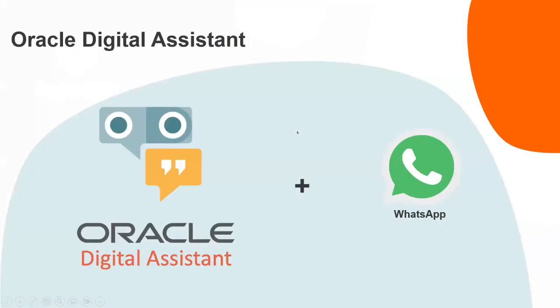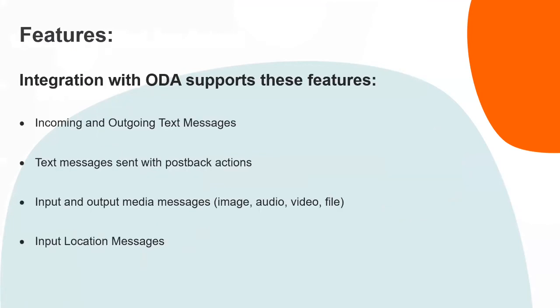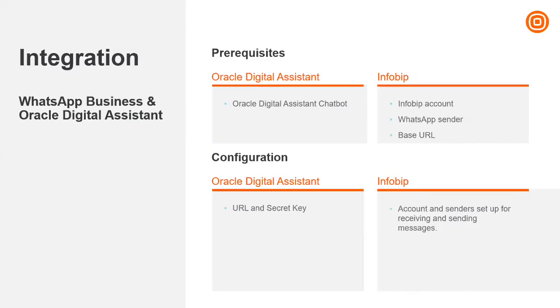First, I'm going to talk about the benefits and the features that we have with Oracle Digital Assistant and WhatsApp. Basically, we have features like incoming and outgoing messages, text messages with postback actions, and input and output media like image, audio, video, file, and input location messages.